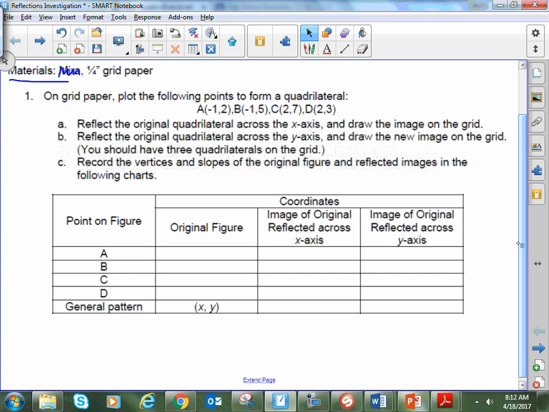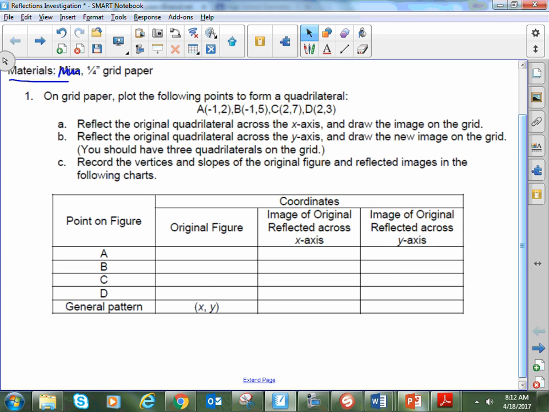Now you do need some graph paper as you've done this, and let me emphasize, this is a reflection video. You should have done the investigation before you watch this video, because this is just to verify your thoughts, verify that you have your rules down correctly, and not meant to be used as the instructional piece itself. The investigation is the main piece of instruction.